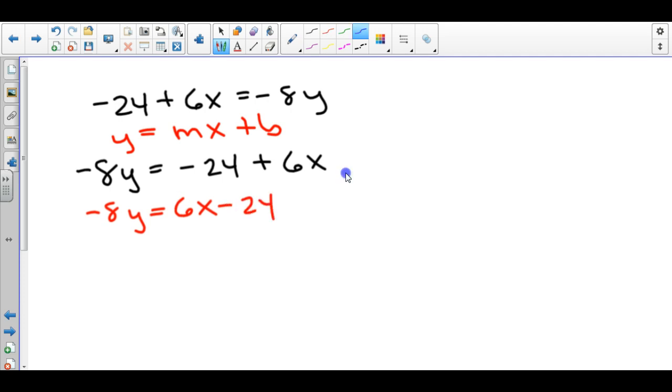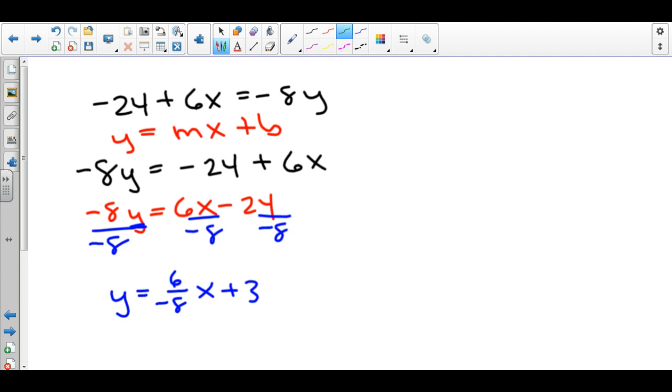So far I haven't done really any algebra besides just moving stuff around using properties. But now what I want to do is get y by itself. So in order to get this y by itself, I need to divide everything by -8. So I end up with y equals 6 over -8x, and I have a negative divided by negative, so it's positive, and 24 divided by 8 is 3. The last thing that I want to do here is just simplify my fraction. So I can divide both of these things by 2. 6 divided by 2 is 3. -8 divided by 2 is -4. So my final equation then, in slope-intercept form, is y equals 3 over -4x plus 3.